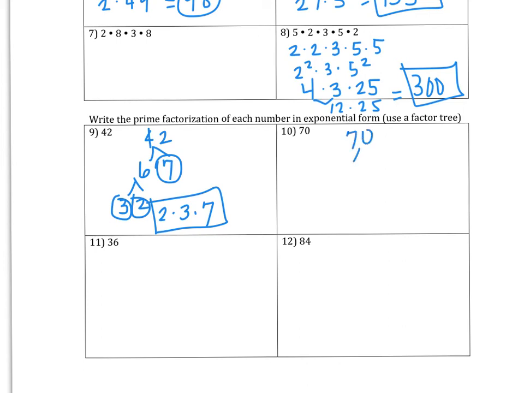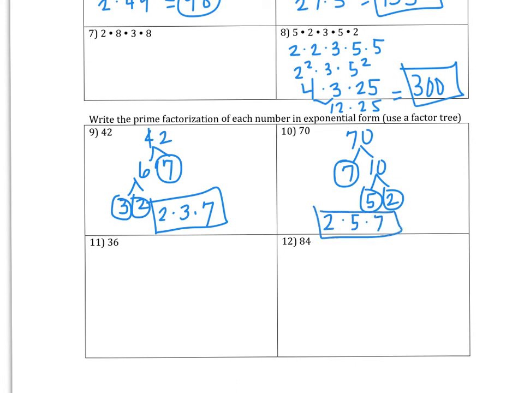70, I'm going to break that down into 7 times 10. 7 is already prime, so I leave that. This breaks down into 5 times 2. Now those are prime. 2 times 5 times 7.